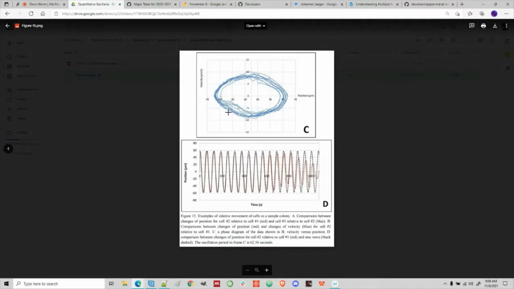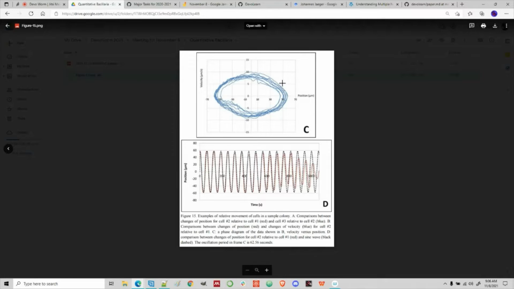Yeah, so this is sort of a phase diagram of, I guess, a single cell that's moving back and forth, or a measure of the oscillation. You have this pattern here, which is the cell that's going back and forth. The black line is the sine wave, and then the red line is the actual movement fitted to a sine wave.